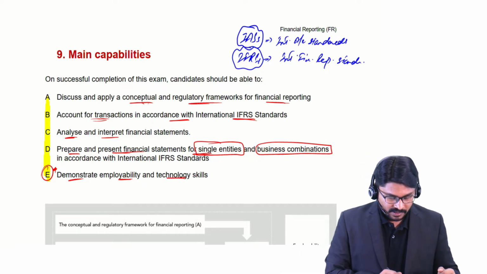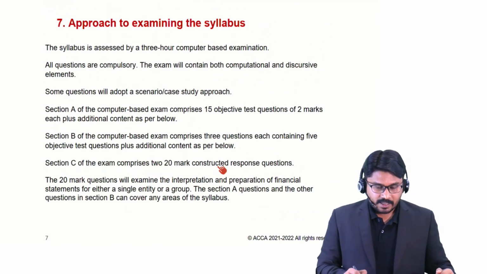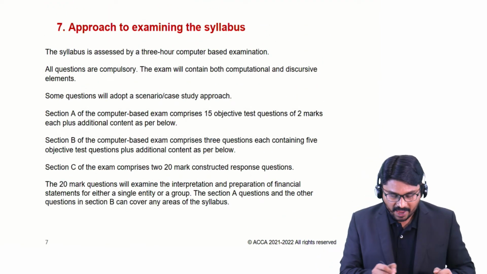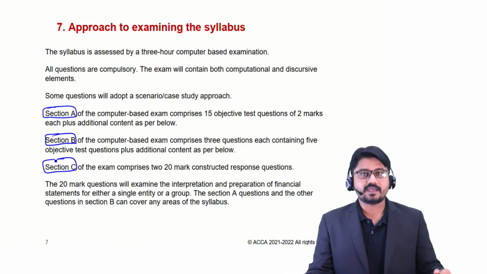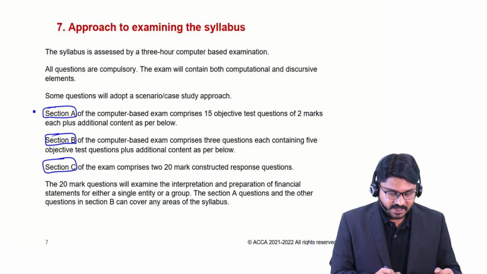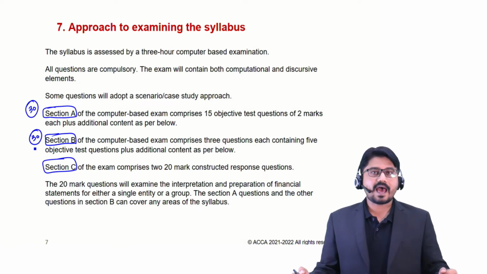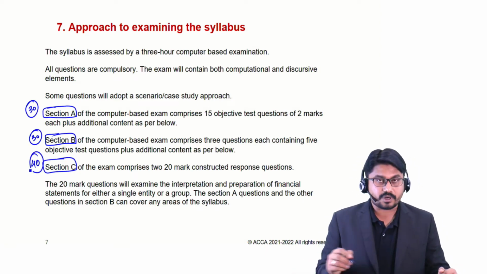Now, let me guide you on one thing, that the FR paper is divided into three sections: Section A, Section B, and Section C. Section A is of 30 marks, Section B is of 30 marks, and Section C is of in total 40 marks.